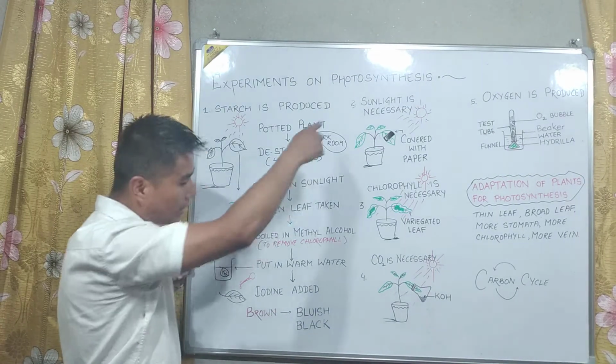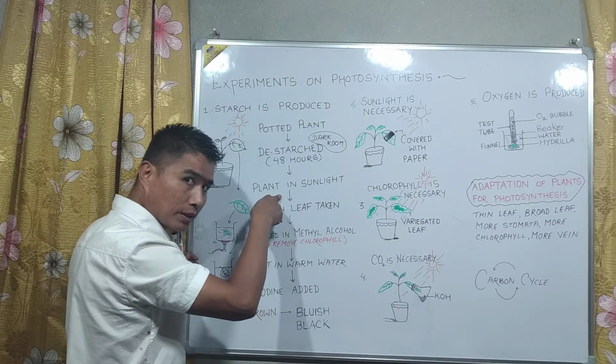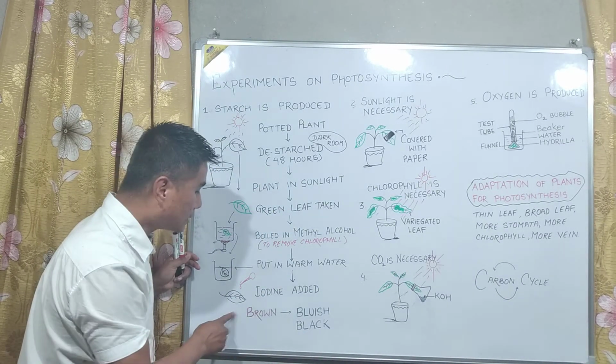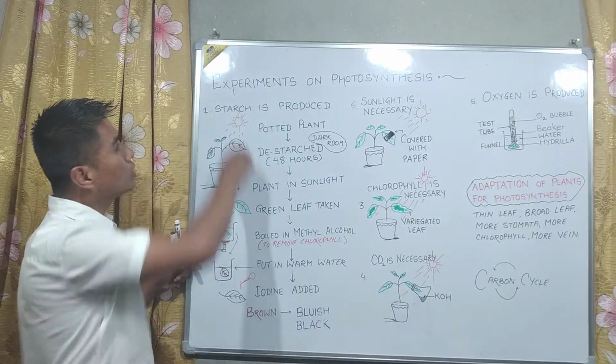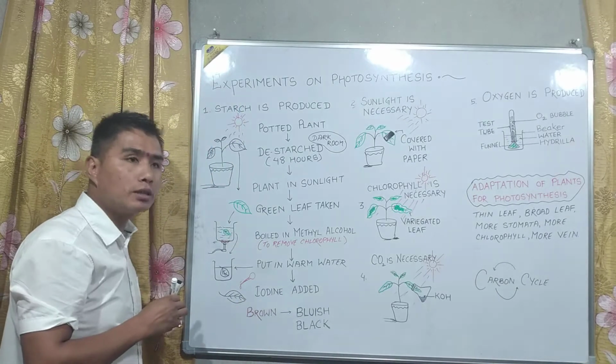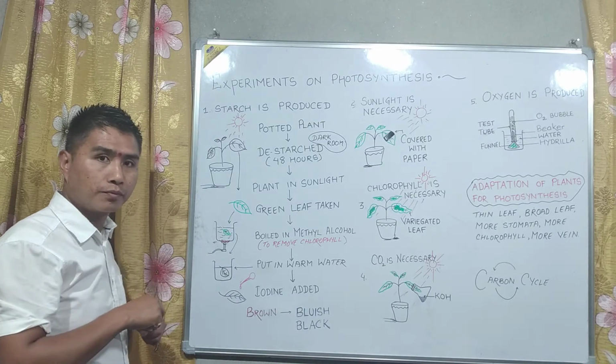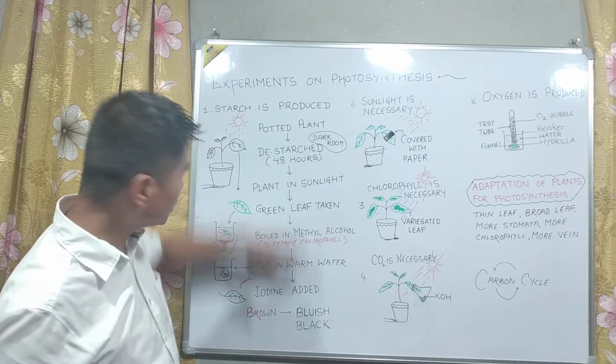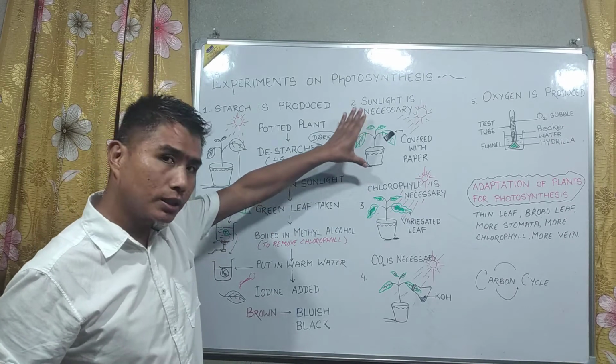After that, when it was kept in the sunlight, the leaf changed into bluish black color, proving that starch is present. So this experiment might come in your examination in section B. Now another experiment we have is that sunlight is necessary. Again, the same process is there, only a few things are changed.